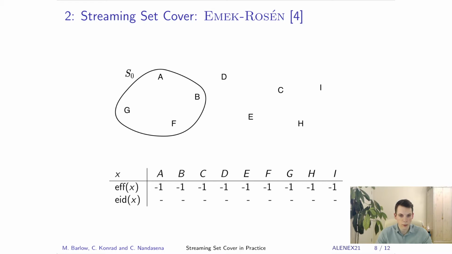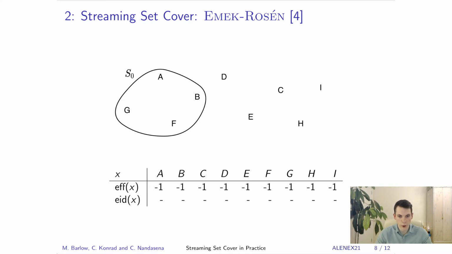On the top we have our problem instance in the form of a set stream. We've received the first set already in this instance, that is set S0. And then on the bottom we have the data structure which the algorithm maintains. As I said before, we're maintaining an effectiveness which is initialized to -1 for each element, and we're also maintaining an effectiveness identifier, that is EID of x, which is initialized to a nil value for each element as well.